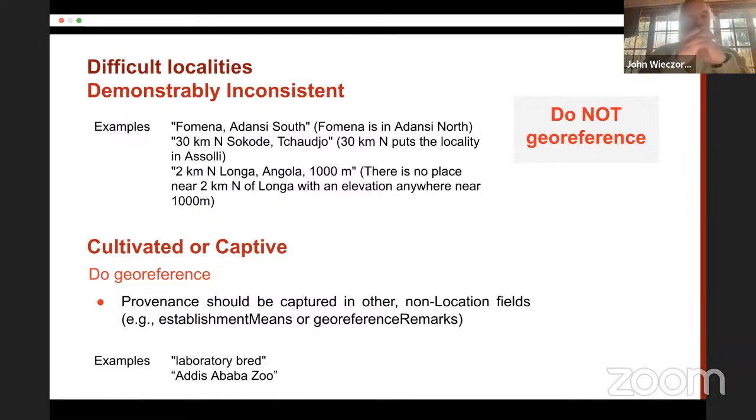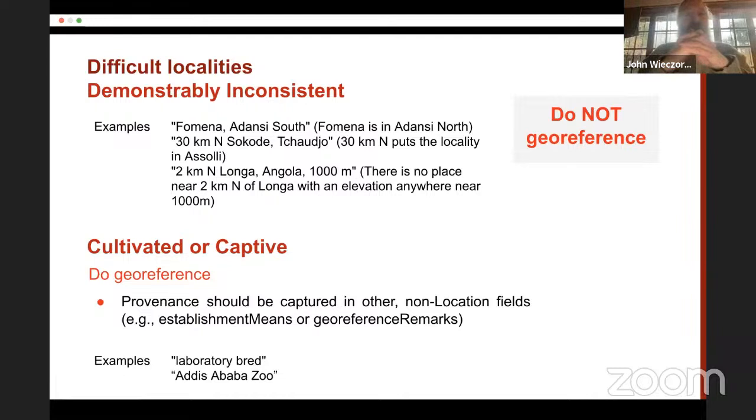Well, in this case, Fomena is not in Adensi South. It's in Adensi North. Here we could make a judgment call and georeference it, but we would have to note our assumption and say, listen, we determined there's no other Fomena than the one in Adensi South. It must be in Adensi North. We're making that assumption. Then we could georeference it, but we have to say all of that.